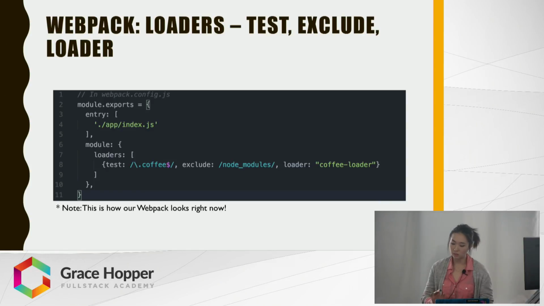And last but not least, on line 8, the last part is the loader itself. This tells Webpack what transformations to run on all the paths that match the test regex, and which are not excluded, noted in the second portion. Also, to use the loader, you have to npm install the specific loader and then add a new object to that loader's array.